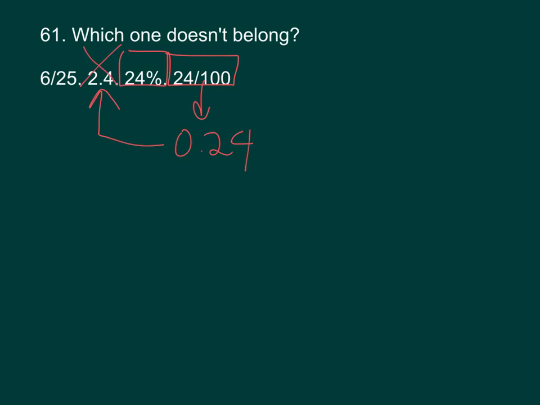But just to make sure, let's plug 6 divided by 25 into our calculator, and sure enough, when we do that, we get 0.24. So which one doesn't belong? 2.4 is not the same as all the others.